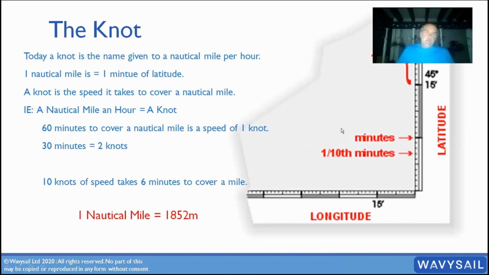So a nautical mile in meters is 1,852 meters. And for those of you who are ever planning on doing a qualification, that's an absolute favorite exam question. How long is a nautical mile? It's 1,852 meters.